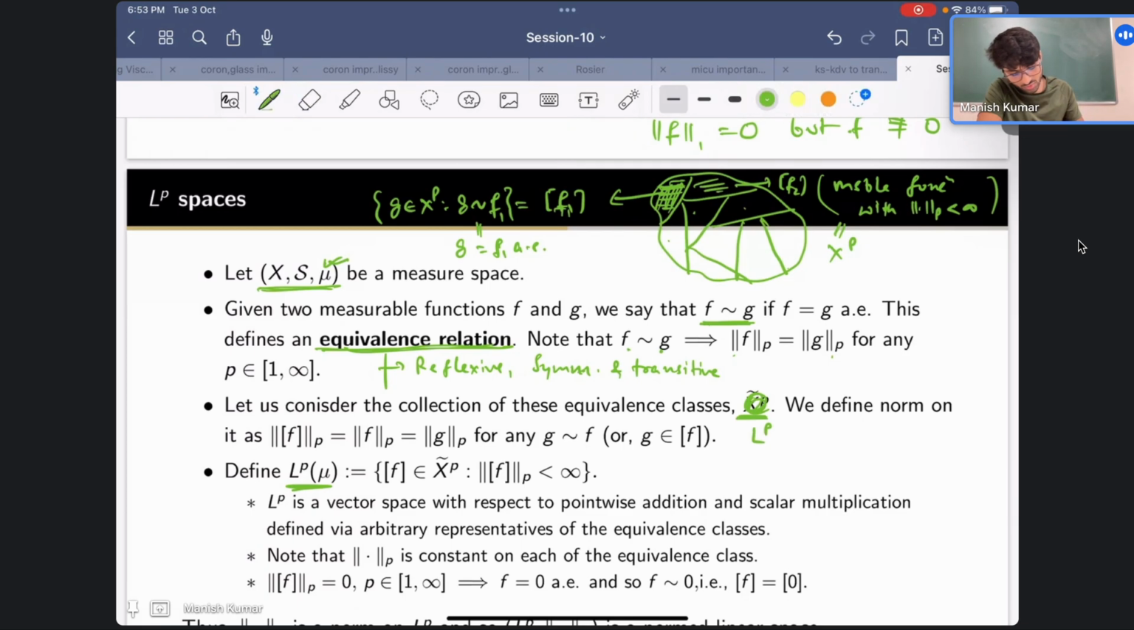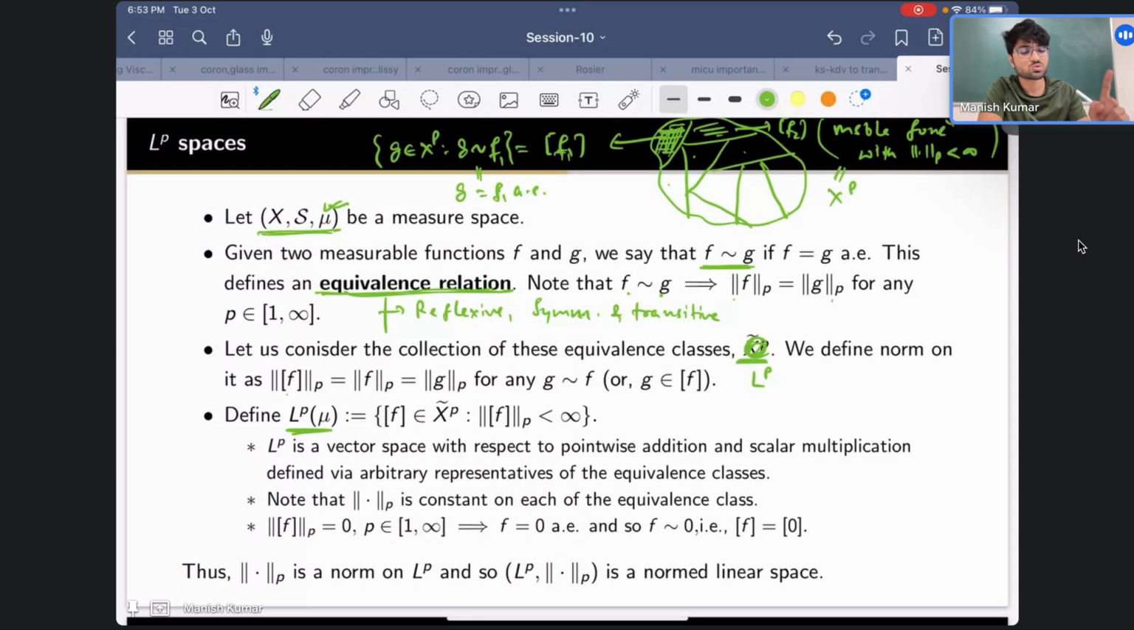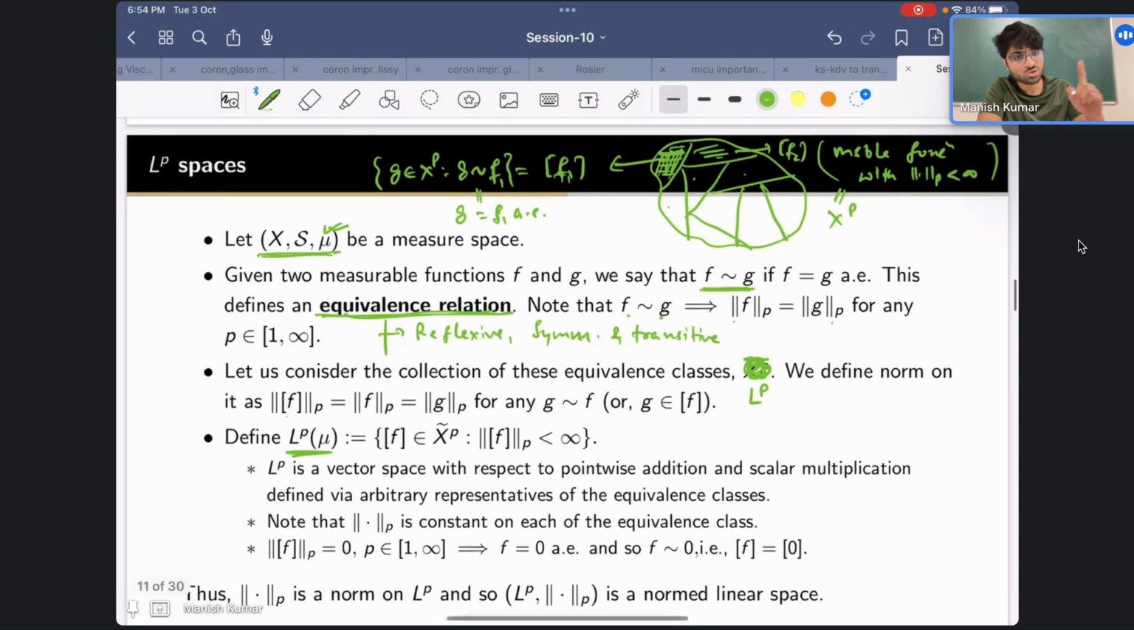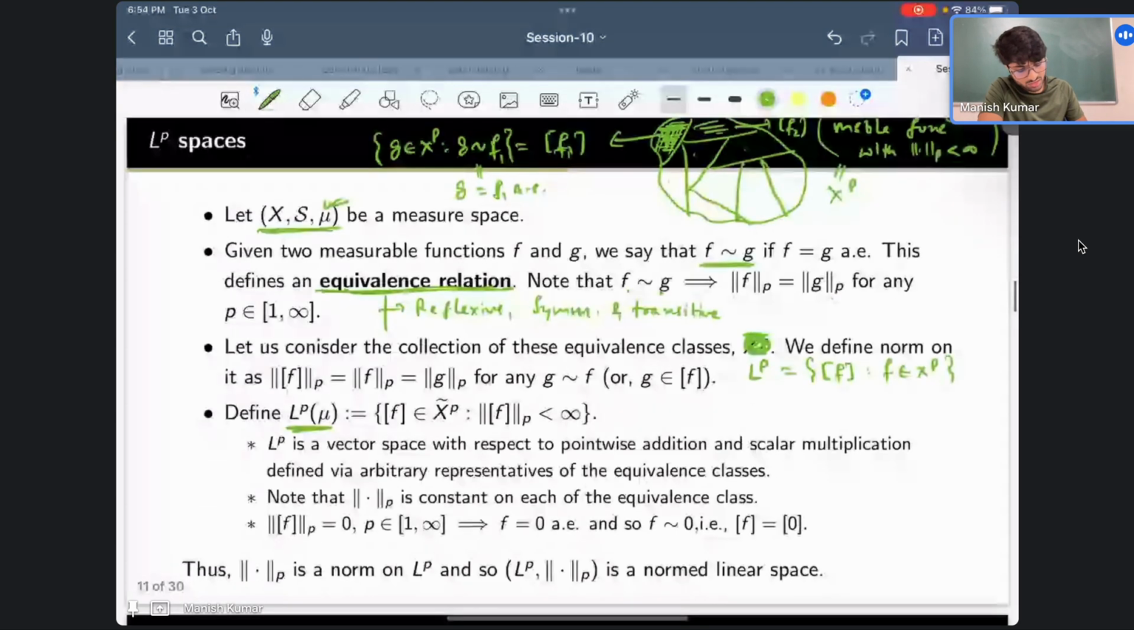Now notice one thing, that for this equivalence class, suppose you choose one function, now try to understand this point here, that this Lp space does not contain any single function, it contains a class of functions, right? So this whole class is one element of Lp. So this Lp is the collection of these classes of f such that f belongs to Xp. So this is what the Lp space is. And Xp is this one, the measurable functions with p norm finite. Okay, so this is the Lp space.